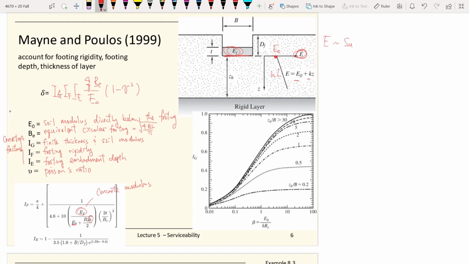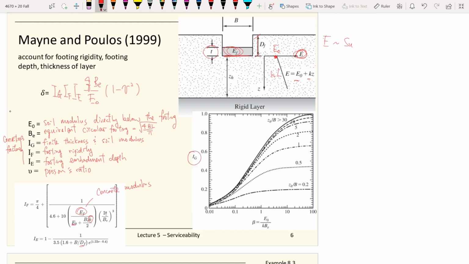So those are the parameters, and the T pretty much is the thickness of your foundations. B sub E, we talked about that. And the D sub F right there is the depth of your foundations. So this is the basic framework, and I sub F and I sub E.